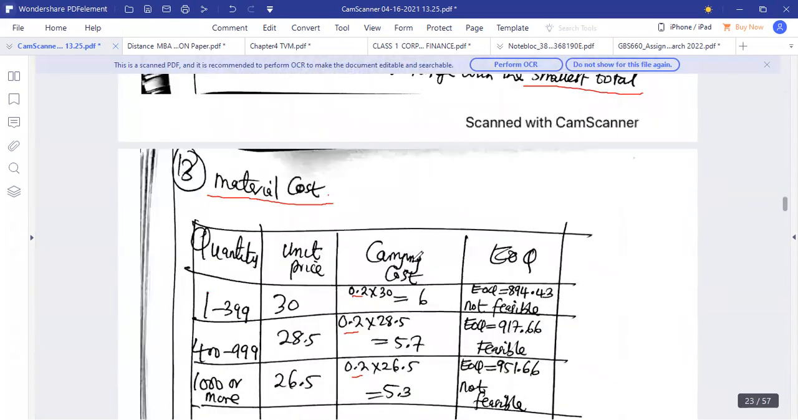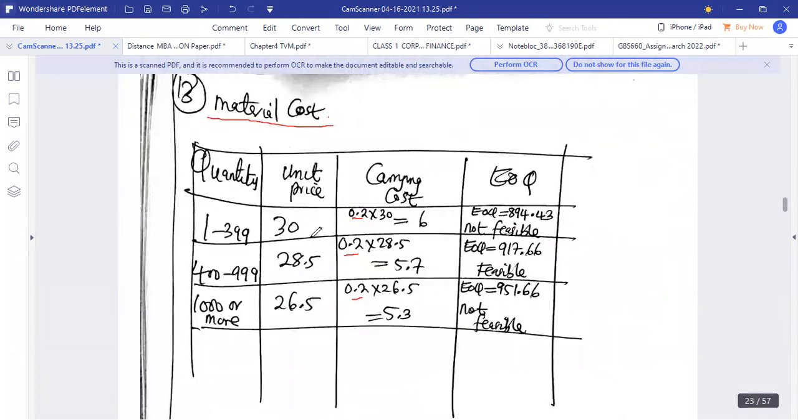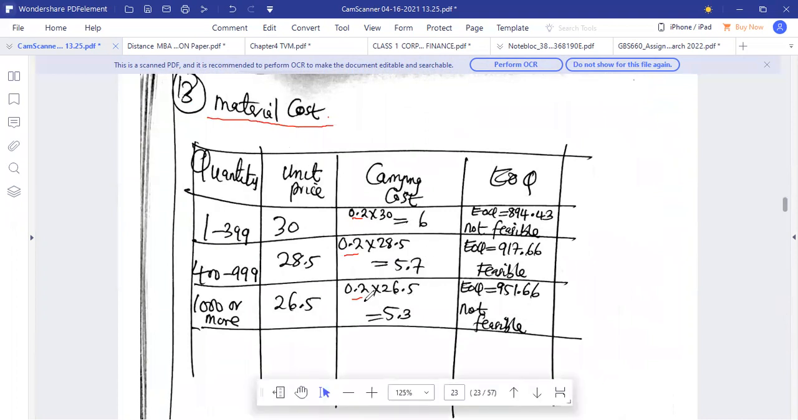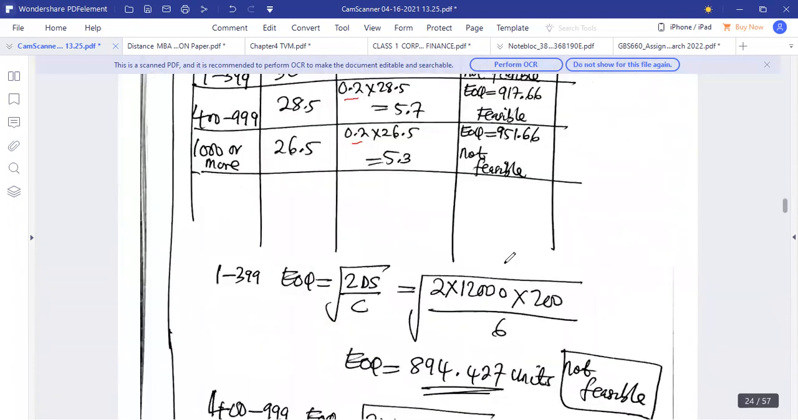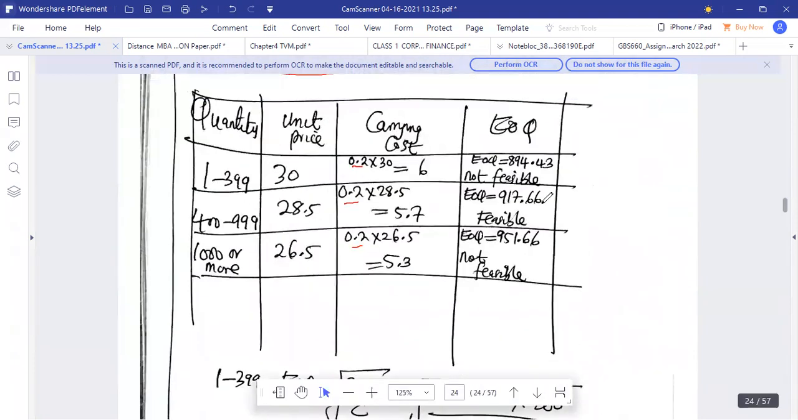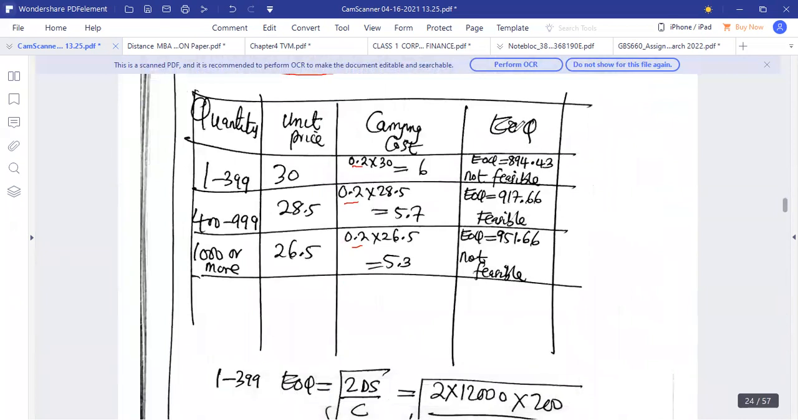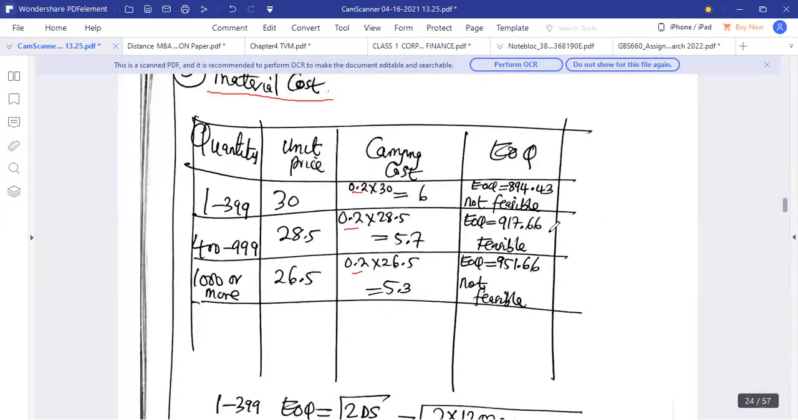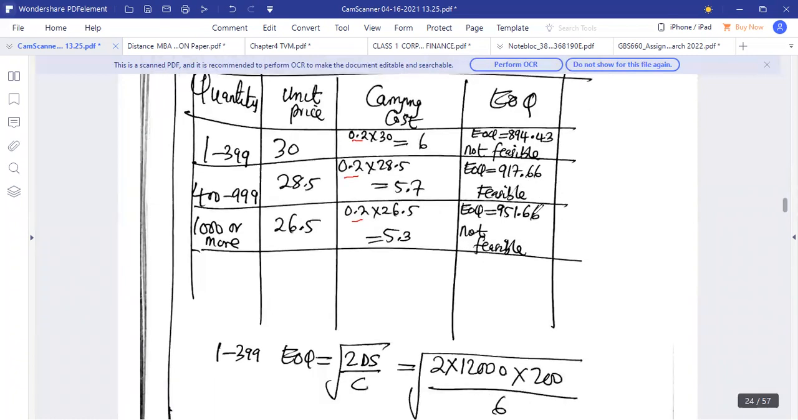All right, so we get to this one. The first one, we're getting a 6. The other one, we're getting 5.7 as the current cost per unit. Then this one is 5.3 based on the unit price multiplication. Then for the EOQs, we need to find the economic order quantity now. For these ranges, the EOQs in this table are calculated below.